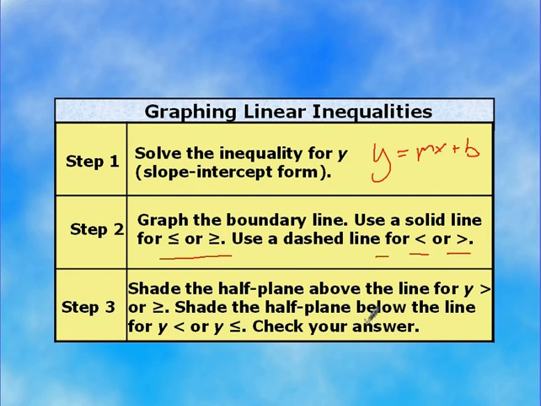And then we shade above or below, depending on our inequality signs. So if we've got greater than signs, we shade above the line that we just drew. And if we've got less than signs, then we shade below the line. And then step 4 would be to check the answer.